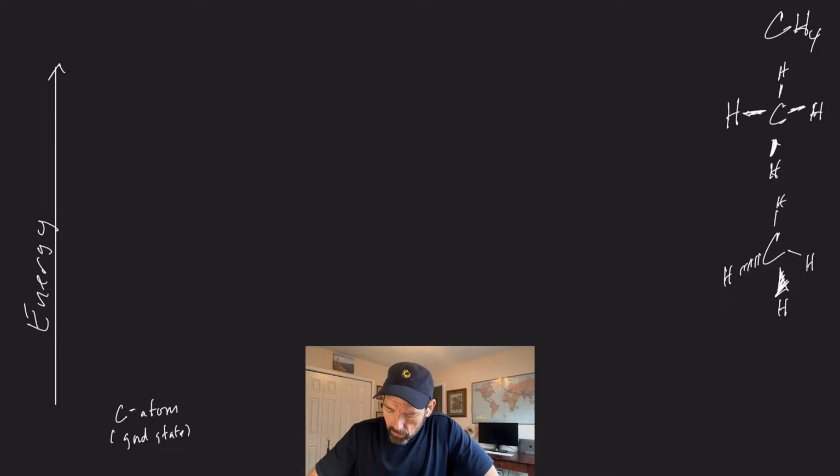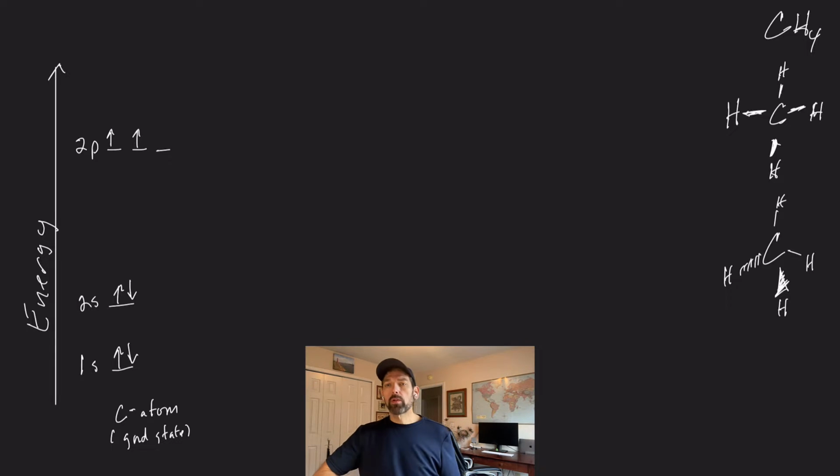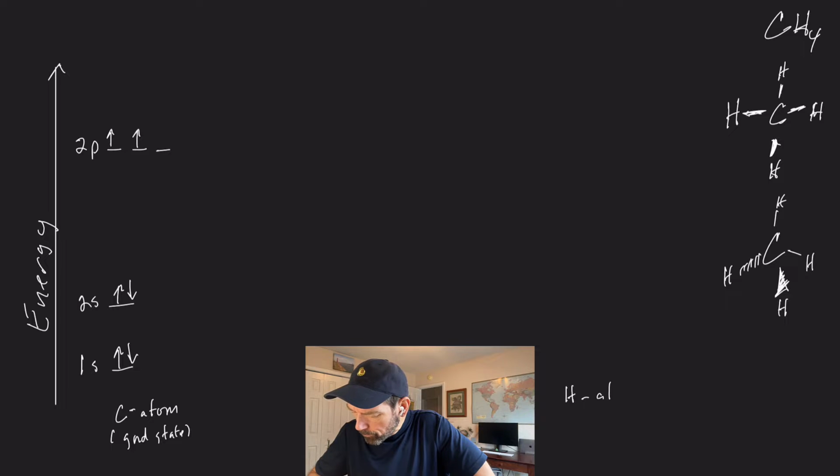And so we have 1s, and there's two of those. Then we have 2s, and there's two of those. And then we'll come up here where we have 2p. Now remember, there's 3 spaces in the 2p, and we have 2 electrons in that second orbital. And now if we look at a hydrogen atom, and of course it's going to be in a ground state.